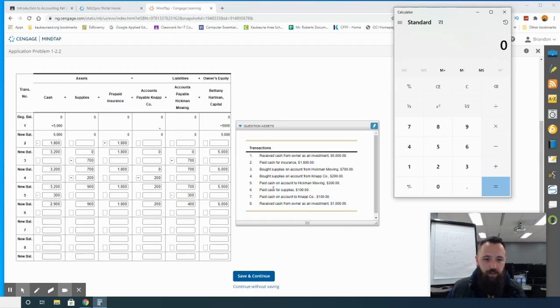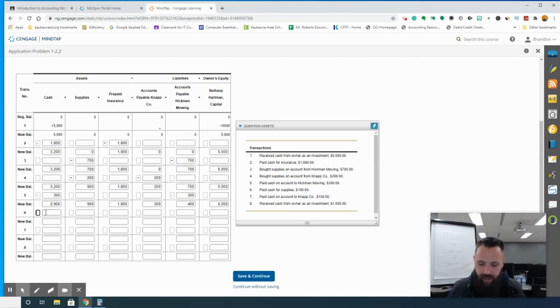Let's look at transaction number 6, paid cash for supplies. Okay, once again, this is very similar to paid cash for insurance. Now we're just paying it for supplies. So if I paid cash, what's going to happen to that cash? Well, it goes down. Here it's going to go down by $100. What happens to supplies? Well, supplies will go up by 100. Is anything else affected? No, it is not.